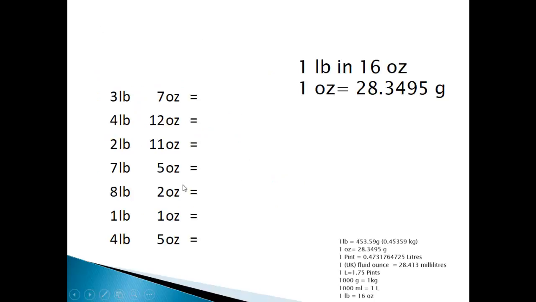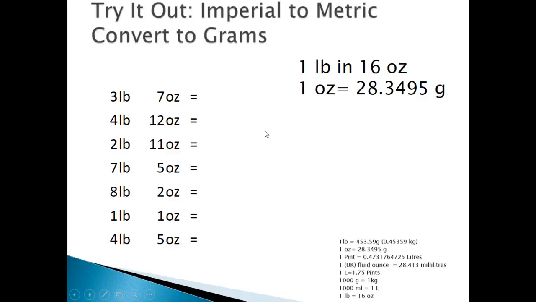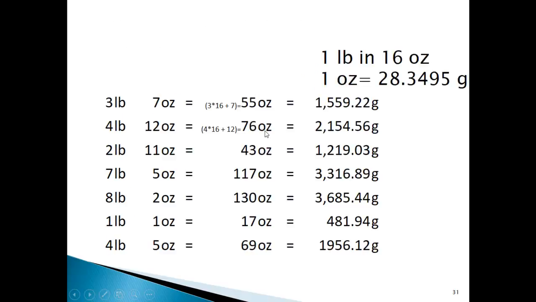Now, here are some examples you can work on. I think you should hit the pause button on your video and actually try them out. Make sure that you're getting the right answers. And here are the answers.